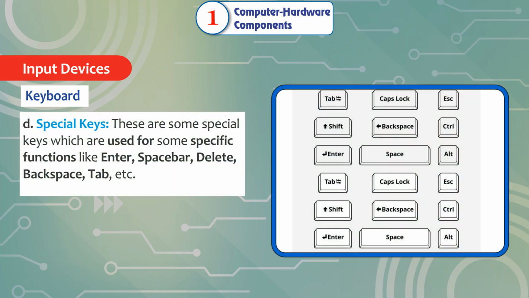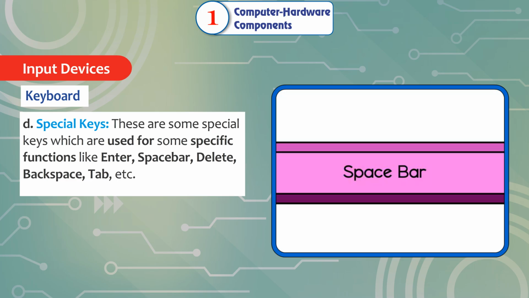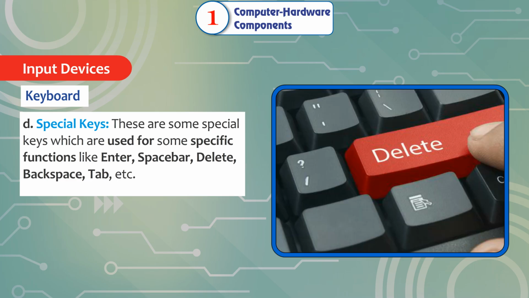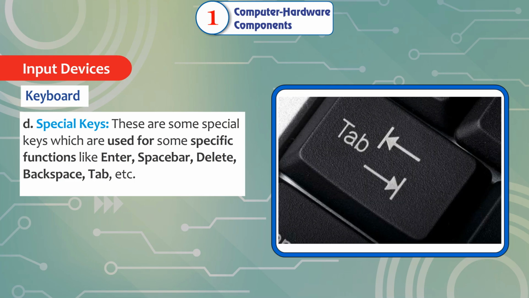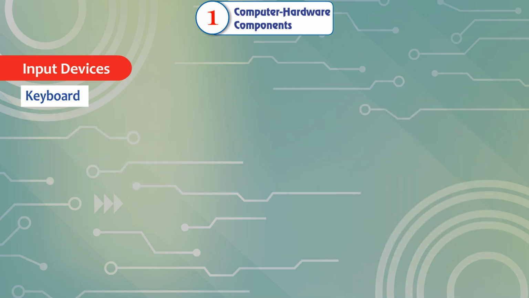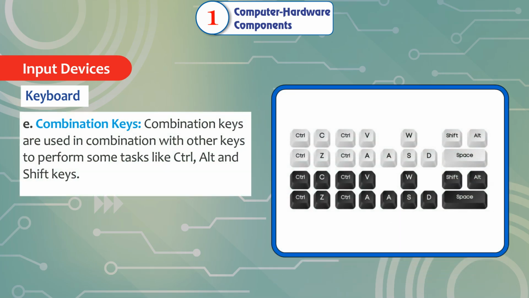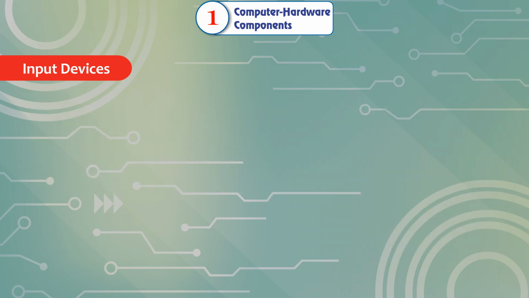D. Special keys. There are some special keys which are used for some specific functions like enter, spacebar, delete, backspace, tab, etc. E. Combination keys. Combination keys are used in combination with other keys to perform some tasks like Ctrl, Alt, and Shift keys.